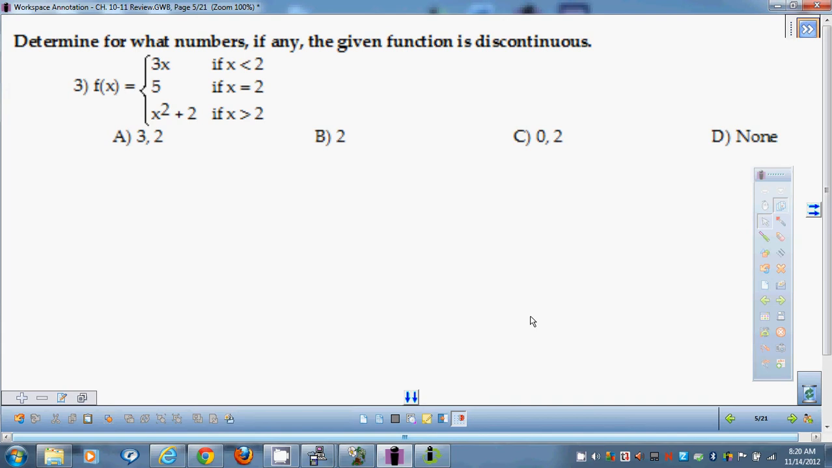What does the top function equal? What does the middle one equal? Do we even have to worry about the bottom one? Why not? Kaylee, why not? That's right. First one was 6, second one was 5. 6, 5, discontinuous. So at what x value is this going to be discontinuous? 2. Very good. And the answer is B.